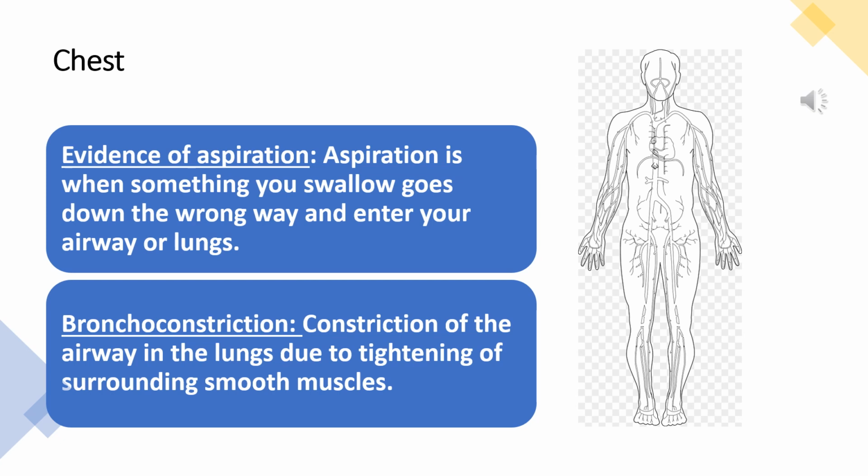And the third point is chest. In the chest, we will look for the evidence of aspiration. Now, what is aspiration? Aspiration is when something you swallow goes down the wrong way and enters your airway or lungs. And bronchoconstriction. Bronchoconstriction is the constriction of the airway in the lungs due to tightening of surrounding smooth muscles.